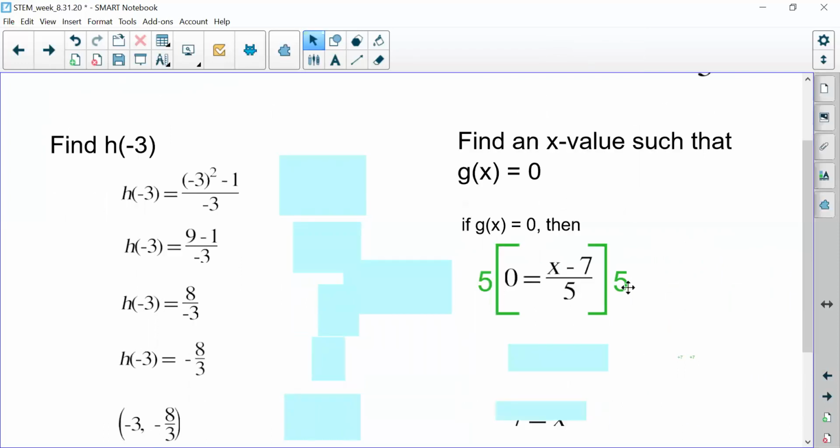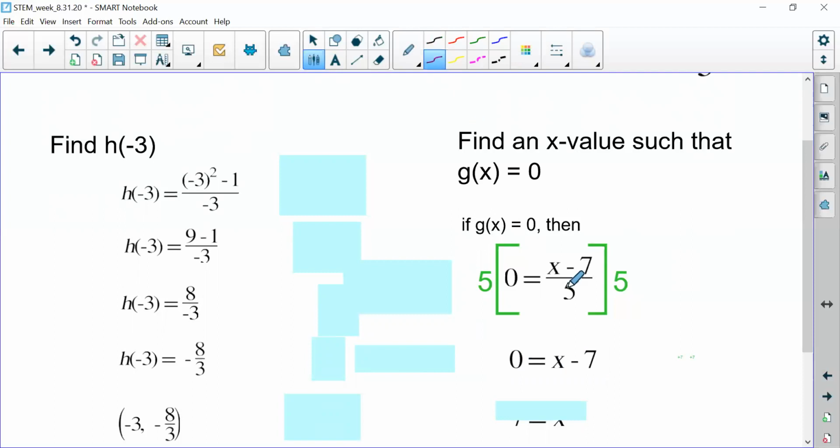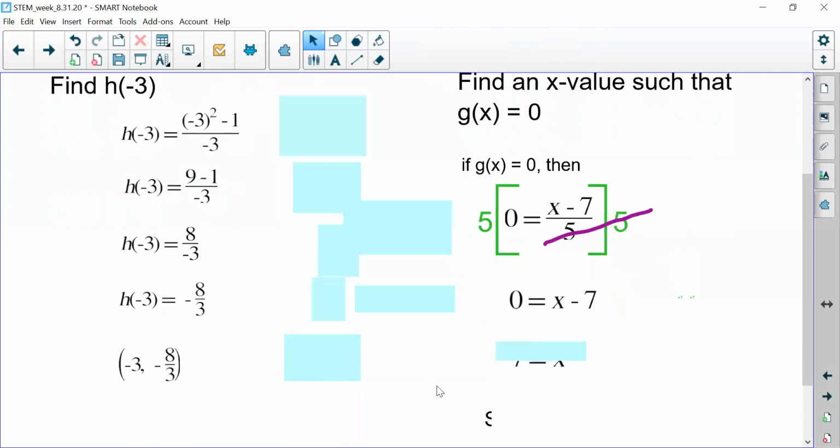Left side and right side to keep the balance. On the left side, you have 5 times 0, which is 0. On the right side, these two 5s cancel out, leaving you with just x minus 7. Now you're one step away. You want to get x by itself, you're subtracting 7.